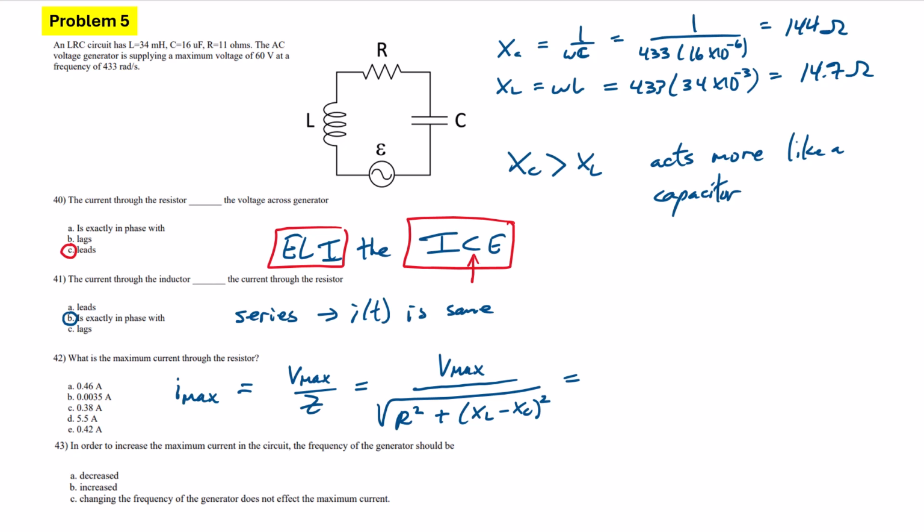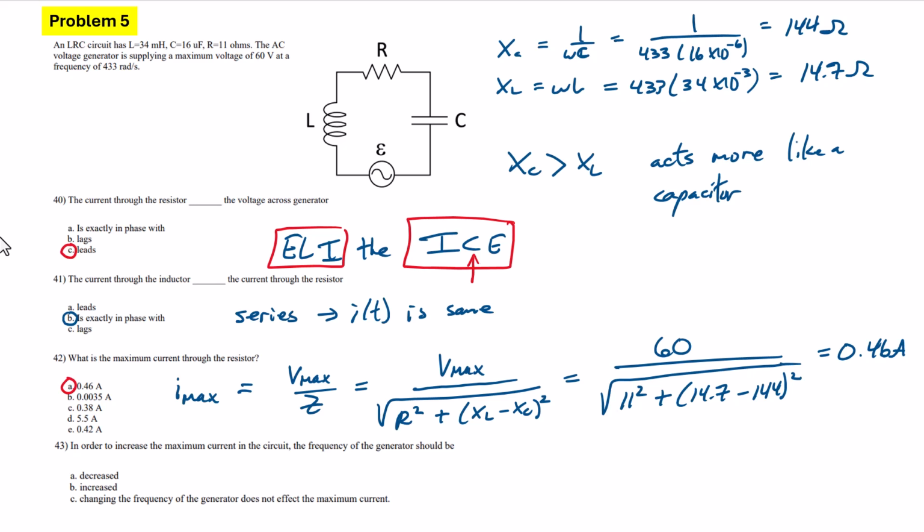Now we substitute in our numbers. I have 60 volts for the peak. I have a resistor, which was 11 ohms, square that. And now I've already calculated both of these reactance terms, so it makes it easy just to substitute them inside here. So we get 14.7 minus 144, and square that term. All right, put all those numbers in the calculator. I think I get something like 0.46 amps, and that corresponds to choice A.